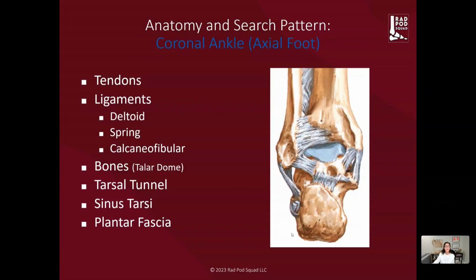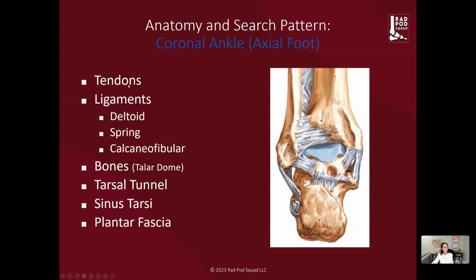Let's move on to the anatomy and search pattern that we best identify in the coronal plane of the ankle, or consider the axial plane of the foot. And in this schematic, we're looking at the dorsal aspect of the fibula and the medial malleolus. We can appreciate the bands of the deep deltoid, some of the region of the syndesmosis, the posterior talofibular ligament, the calcaneofibular ligament, and the cutaway of the peroneal tendons.